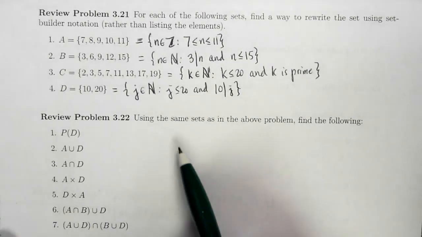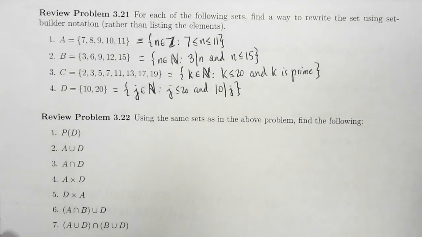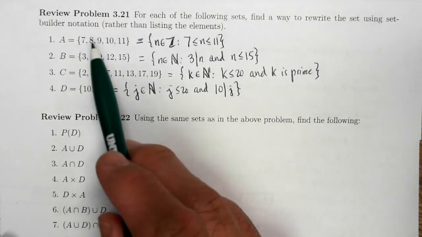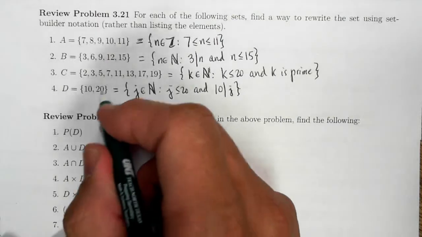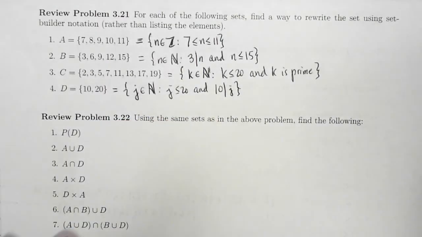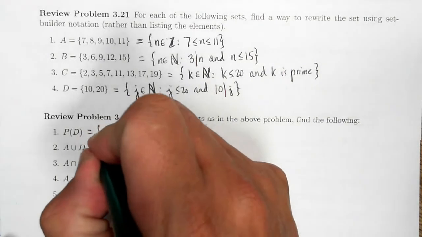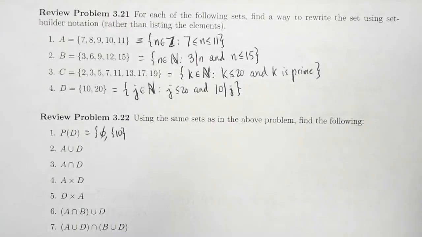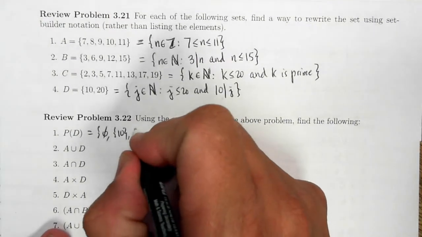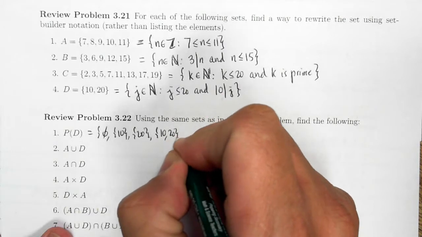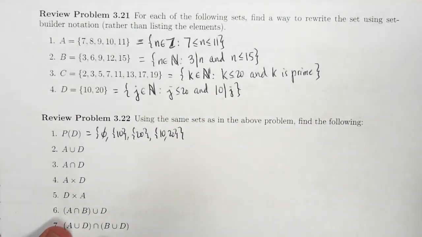Okay, now let's take a look at these sets down here and figure out what all of these are based on the definitions here. First, the power set of D. D has 2 elements, and so the power set will have 2 to the 2 or 4 elements. So this is equal to the empty set, the set containing 10, the set containing 20, and the set containing 10 and 20. So that's the power set for D.